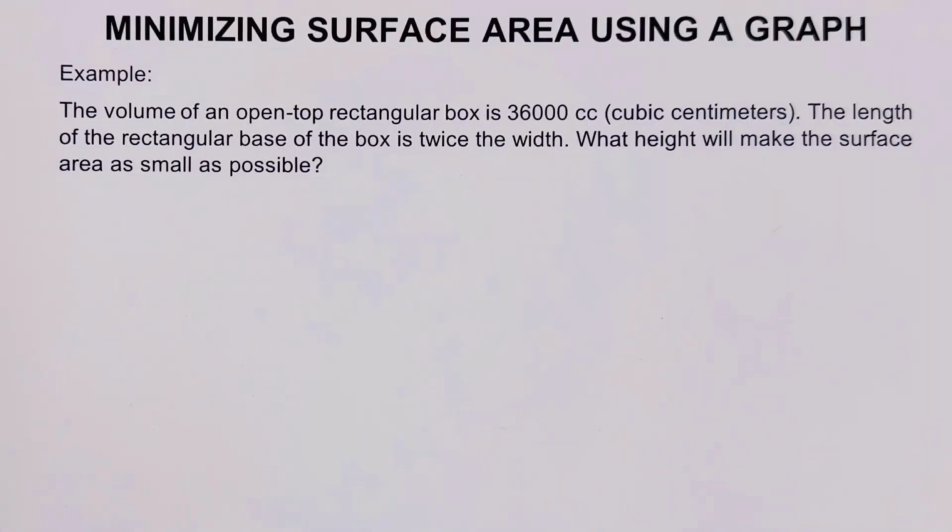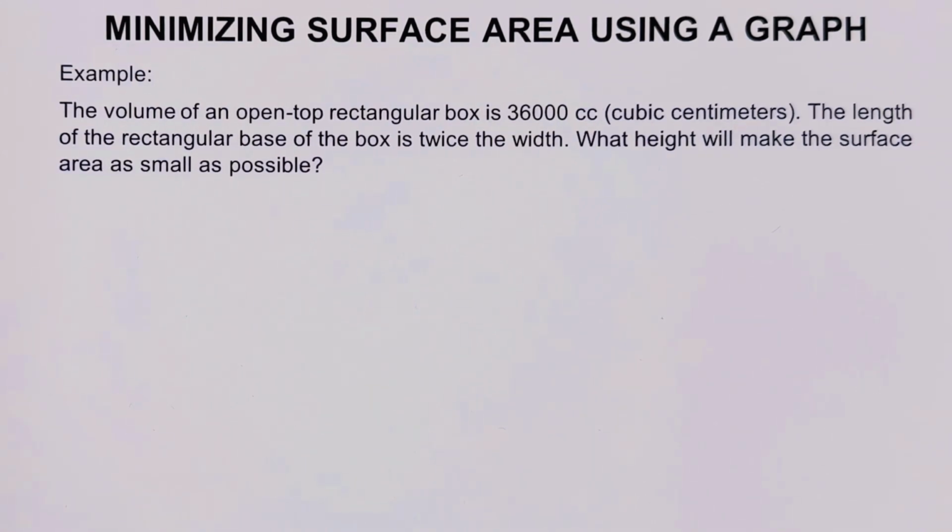Hello everyone. This video will show how to minimize surface area using the graphical method. Now let's go over this example that we have right here. The volume of an open-top rectangular box is 36,000 cubic centimeters. The length of the rectangular base of the box is twice the width. What height will make the surface area as small as possible?